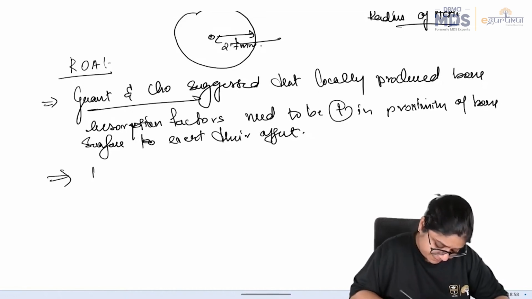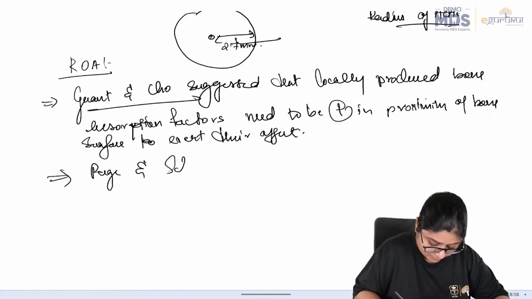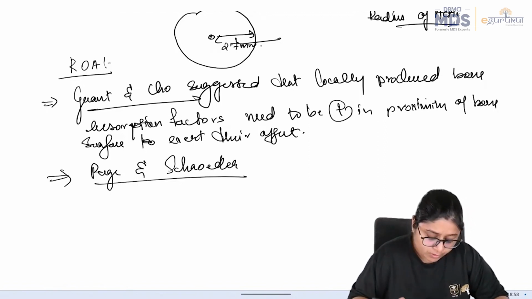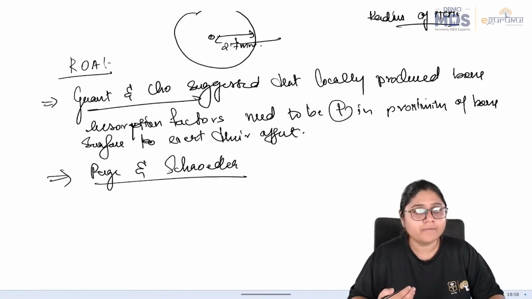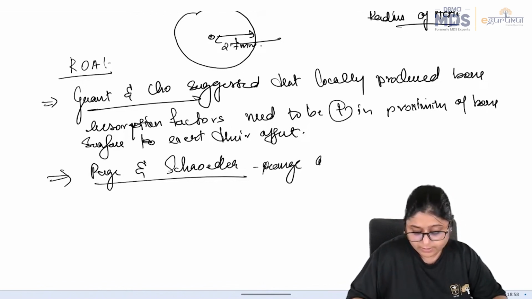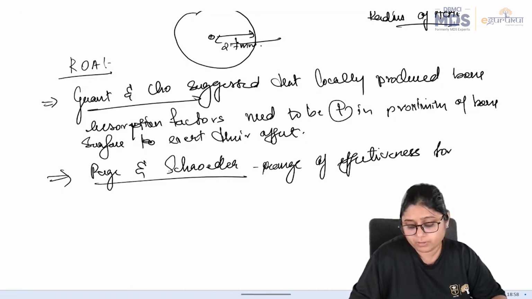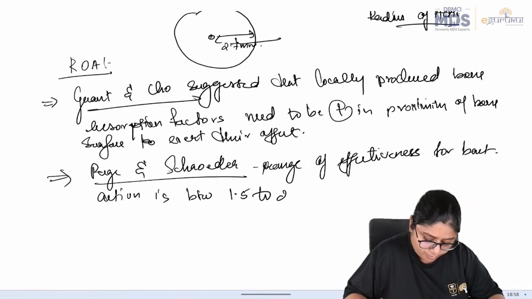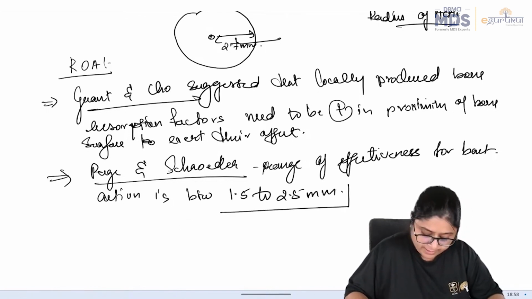Page and Schroeder. Okay, this is important, guys. You must know this, it can be asked in MCQs about the scientist. Page and Schroeder, on the basis of measurements given by Waerhaug, said that the range of effectiveness for bacterial action is between 1.5 to 2.5 mm. This is your radius of action.